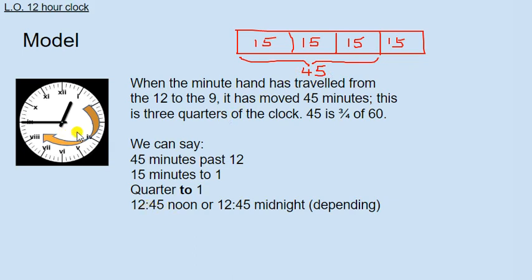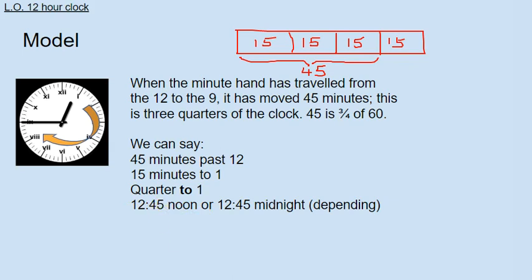So we'd say 45 minutes past 12, or we'd say 1/4 to 1, or you might say 15 minutes to 1 sometimes. And on the digital clock, I'm just doing 12 o'clock today, you'd say 12:45.